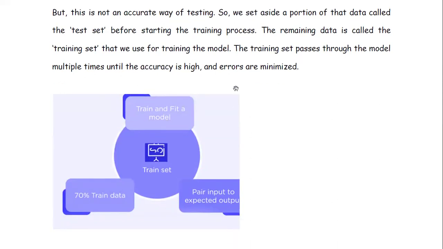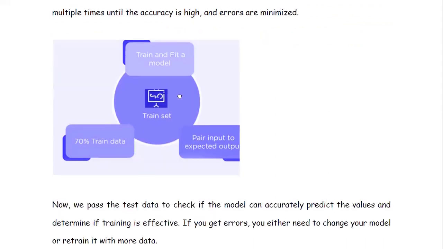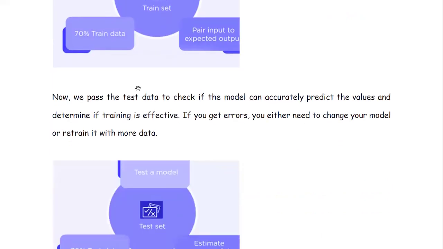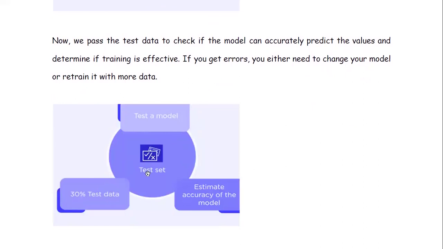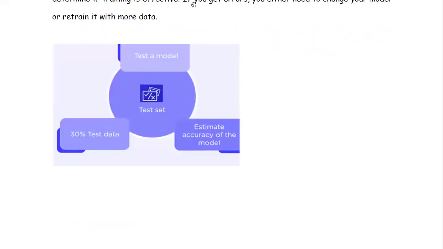It means that out of 1,000 records, you keep 70% for training, and the remaining 30% for testing. Train and fit a model: train set, 70% train data, pair input to expected output. Then test the model: test set, 30% test data, estimate the accuracy of the model.